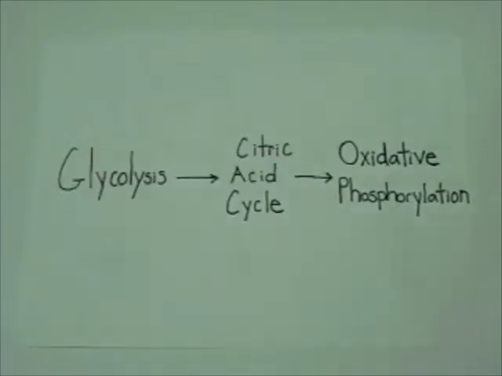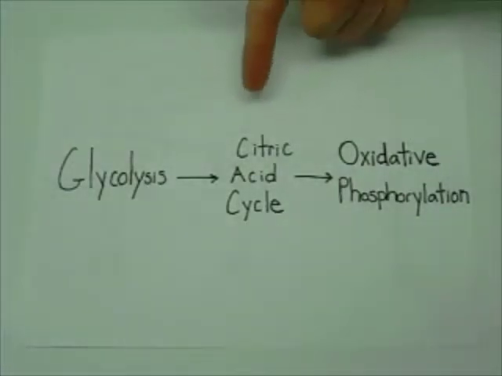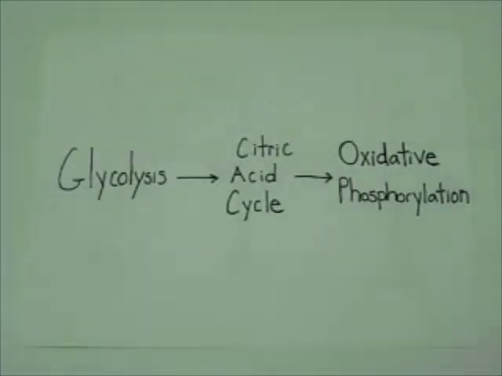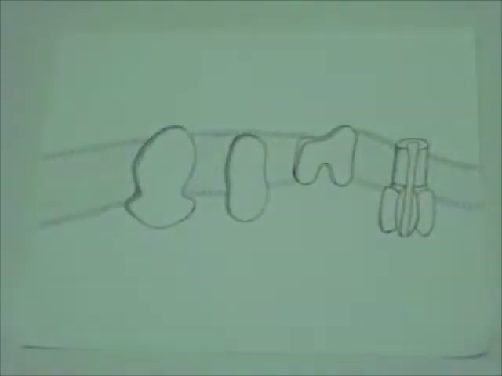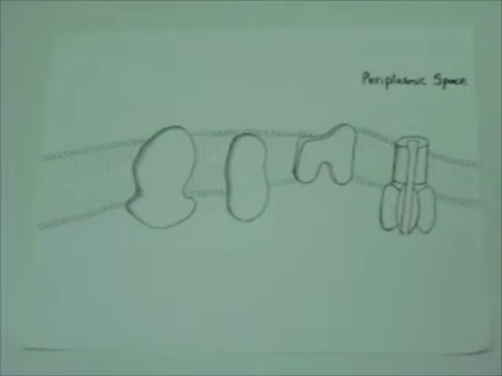Cells go through a series of respiratory steps. Oxidative phosphorylation is the final step in cellular respiration, following glycolysis and the citric acid cycle. Oxidative phosphorylation occurs here in the inner cell membrane, between the periplasmic space and the intermembrane space. Oxidative phosphorylation uses a series of oxidation and reduction reactions.